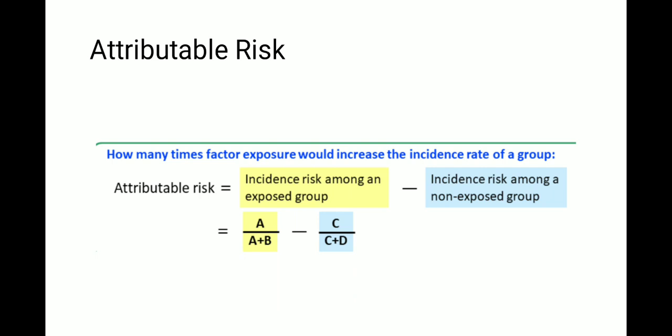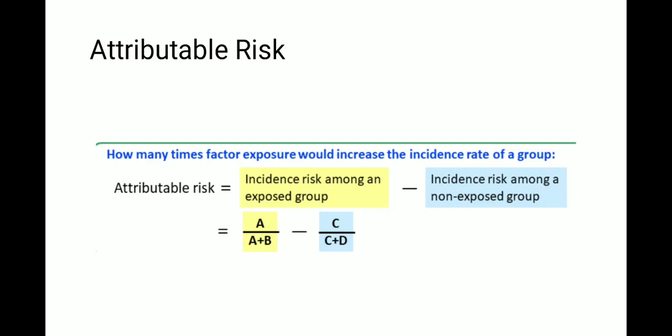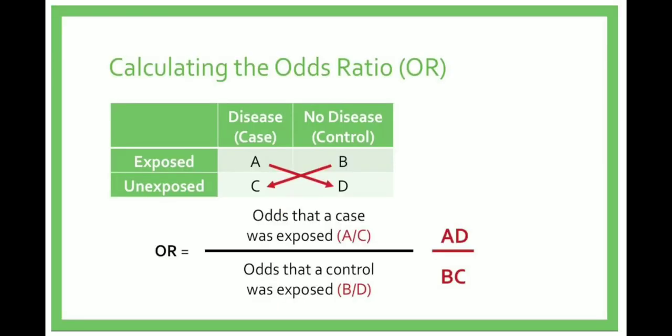Attributable risk: how many times factor exposure would increase the incidence rate of a group. Okay, basically attributable risk is the same as the relative risk, but here instead of dividing, we just subtract. So incidence risk among exposed minus incidence risk among non-exposed: A divided by A plus B minus C divided by C plus D.